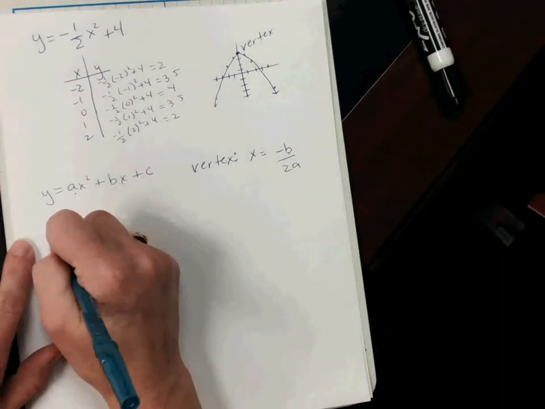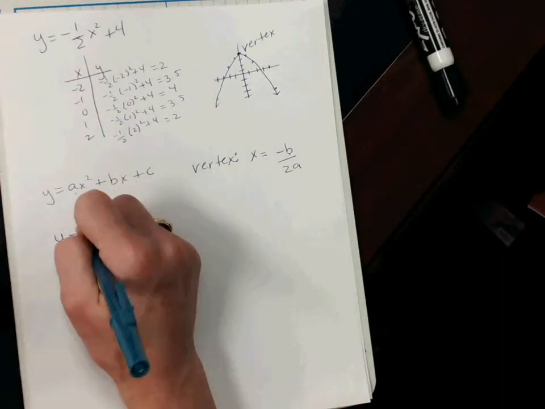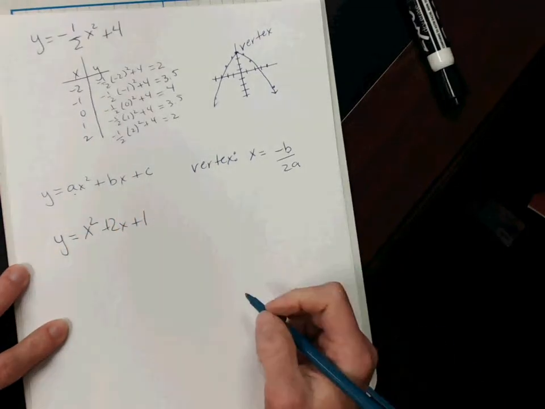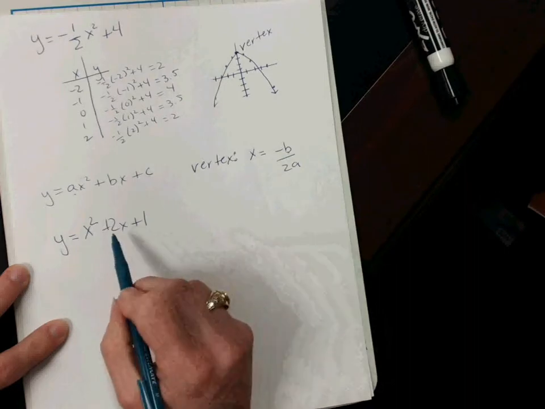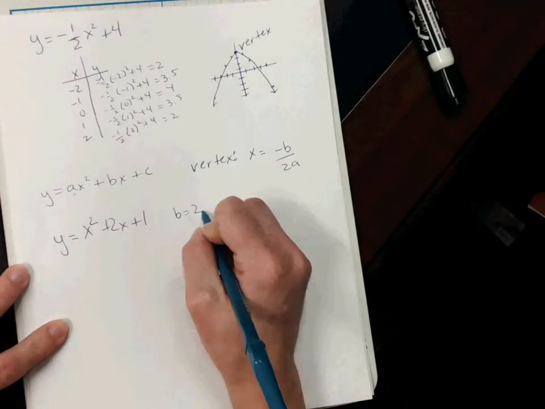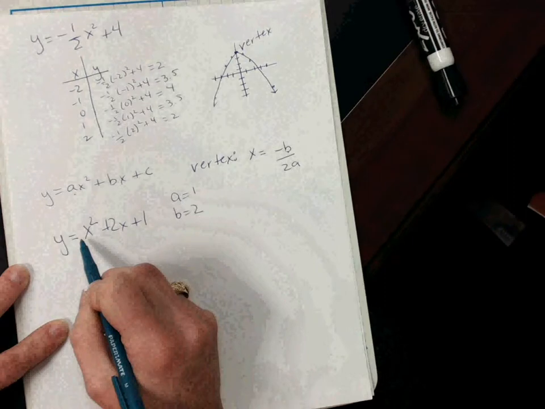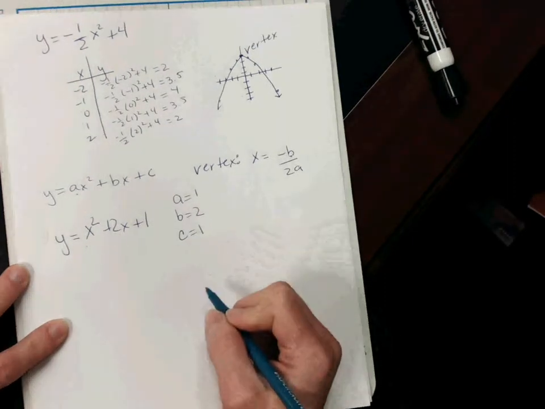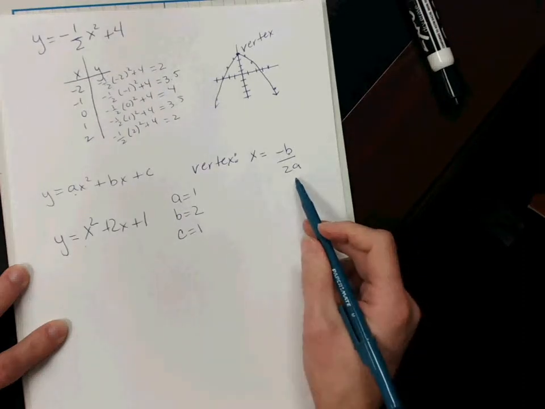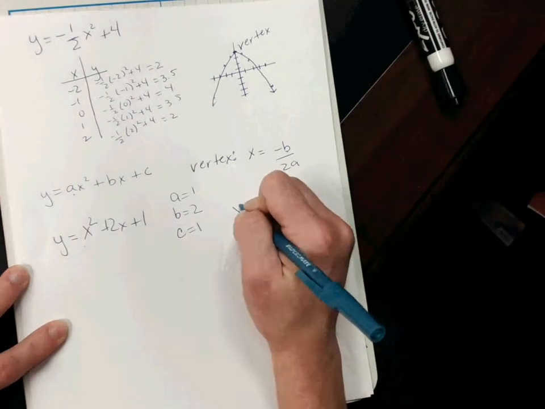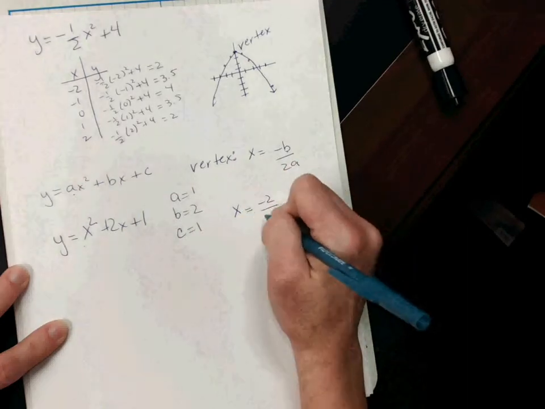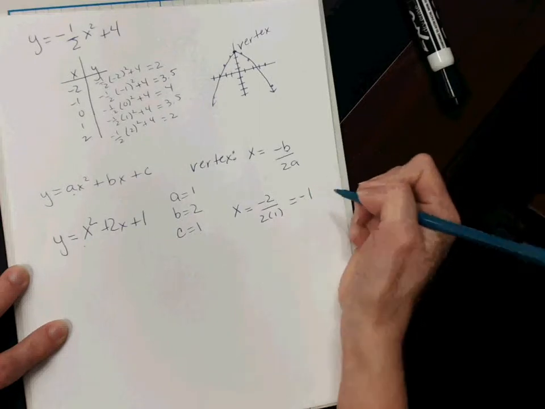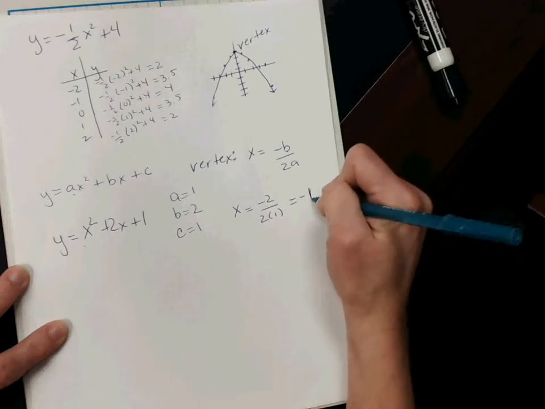So let's say I have y equals x squared plus 2x plus 1. Okay? So my b value here is 2. I've got a is equal to 1. If there's nothing in front of our x squared, we're going to say it's a 1. And my c value is also 1, not that we really worry about c as much in this case. So in this case, x is equal to negative 2 over 2 times 1. So here my x value of my vertex is negative 1.